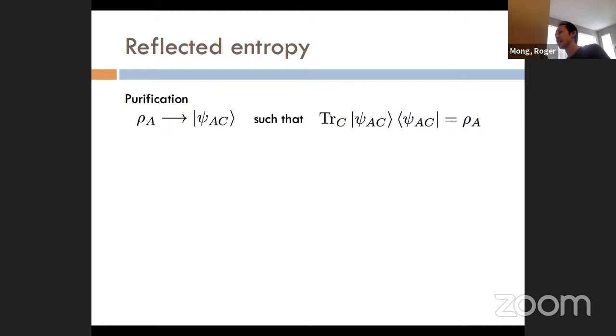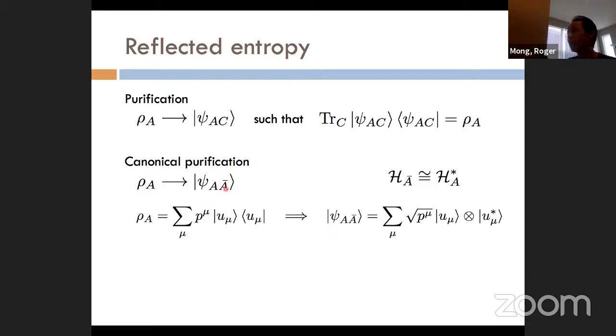All right, there's a specific purification called a canonical purification, where the purifying space is basically isomorphic to the original space. The way you should think about it is that you have a density matrix on A, you diagonalize it, and there'll be a bunch of eigenvalues p and a bunch of eigenvectors U. The canonical purification has coefficients given by the square root of p, and you use the eigenvectors of your density matrix to purify yourself. And so you end up having a wave function on a system that is basically twice as big, A and, I'm going to call it, A bar, the purified psi. Basically this is just taking the square root of the density matrix and using that as the wave function.